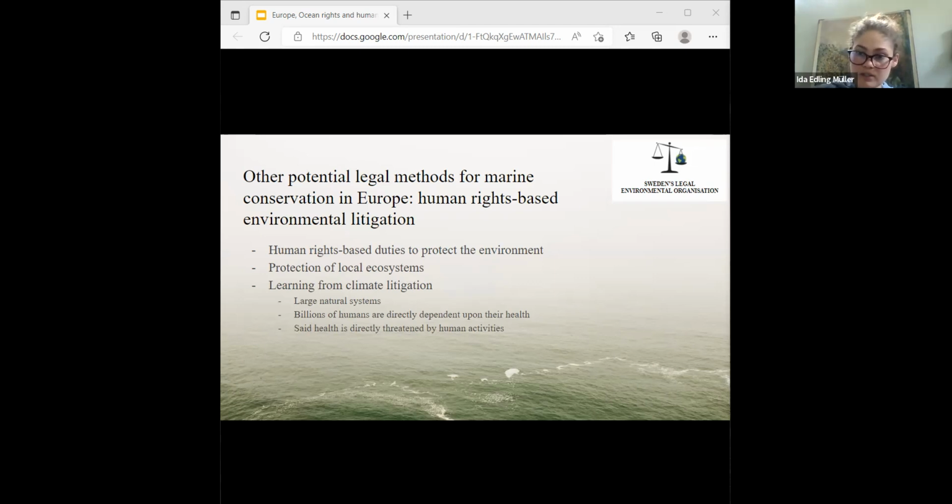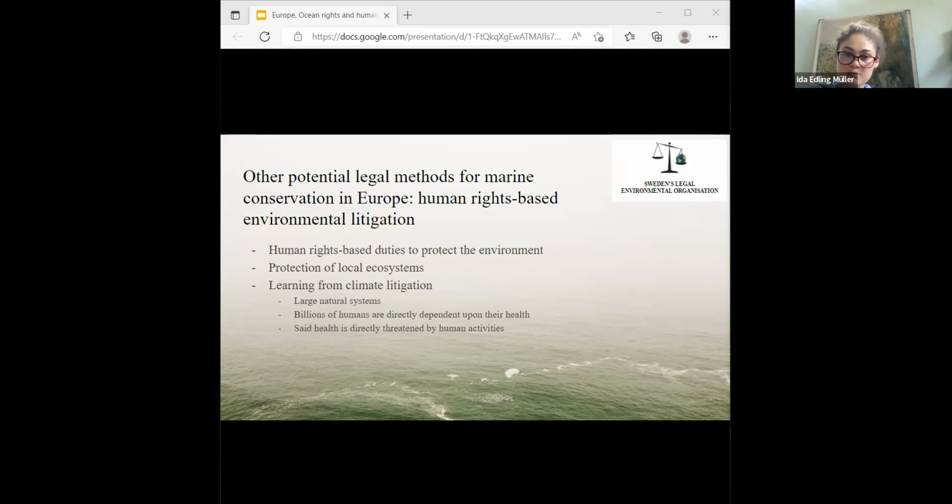There is an ever-growing movement of national European climate litigation that has shown that European states can be obligated to protect the human rights to life and health by mitigating greenhouse gas emissions and thereby mitigating the dangers of the entire climate crisis. The climate system is a large natural system. Billions of humans are directly dependent upon its health, and said health is directly threatened by human activities, just like the ocean.